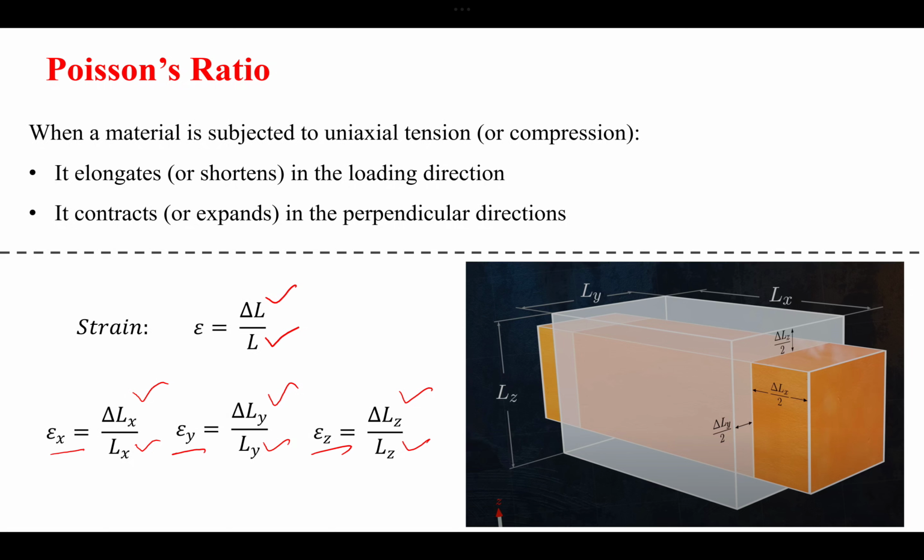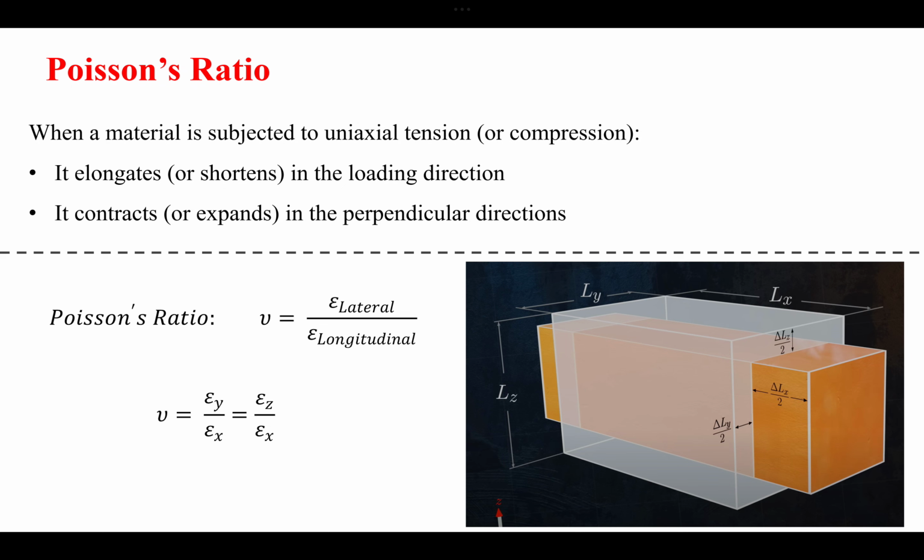Now what is Poisson's ratio? Poisson's ratio is defined as the lateral strain divided by the longitudinal strain. So we now know what the lateral and longitudinal directions are. We have the change in length and the original length of all three axes, and we can calculate the strain in the longitudinal axis and the strain in the lateral axis, and this gives us the Poisson's ratio, which is the strain in the lateral axis divided by the strain in the longitudinal axis. Lateral axes in this case are the y and z axes, but the x axis is the longitudinal axis, and that is why the denominator is the longitudinal strain.